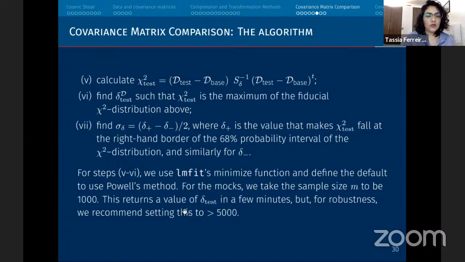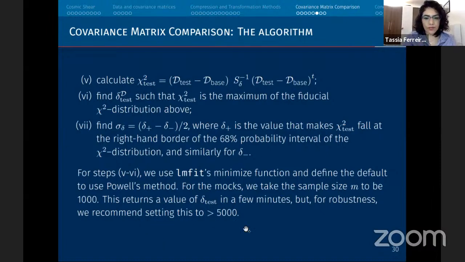And so to run this algorithm, we use LMFIT. This is again a Python code. And we define the default to use Powell's method. So LMFIT has several methods that you can use. We tested a few of those and we found a better convergence for Powell's method. So this is the one that we recommend.